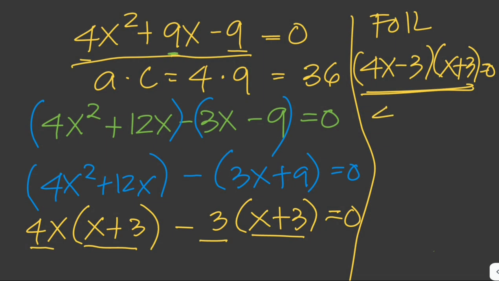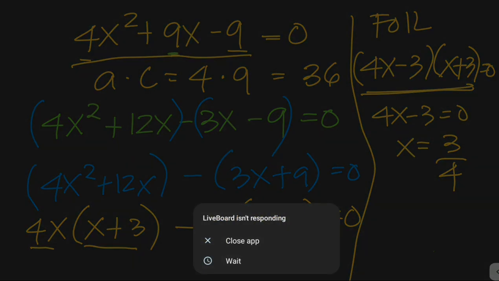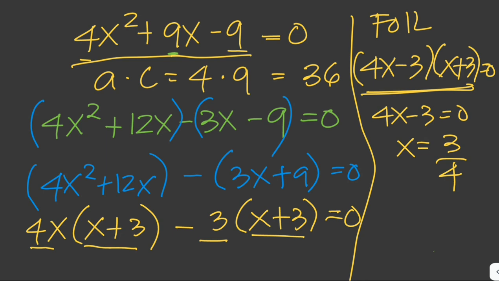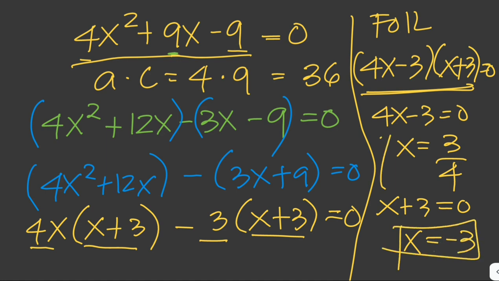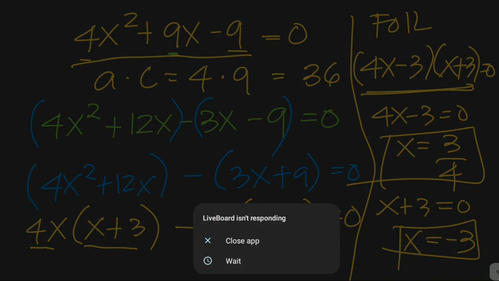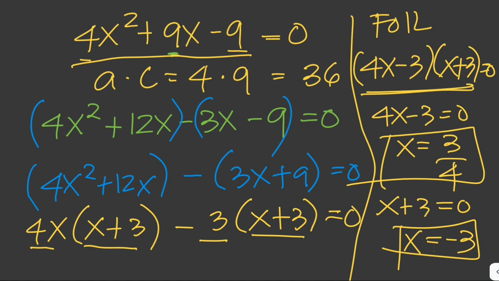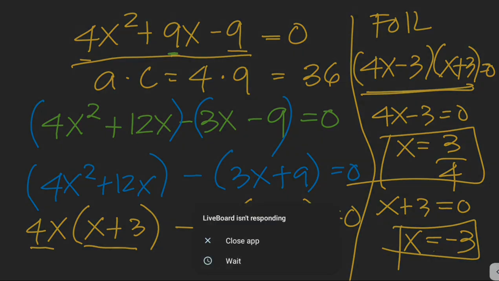And now we equate each of the factors to 0 to solve for the value of x. And this would become the value of one of the x's is 3/4 and the other one is equal to negative 3. So that's how to factor quadratic functions or equations using the AC method.